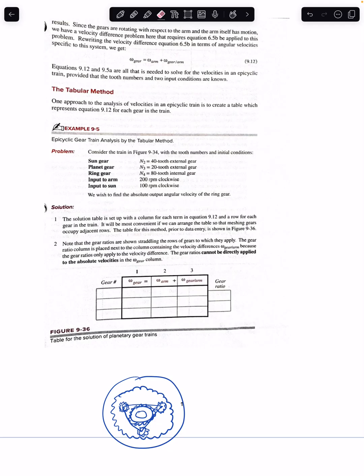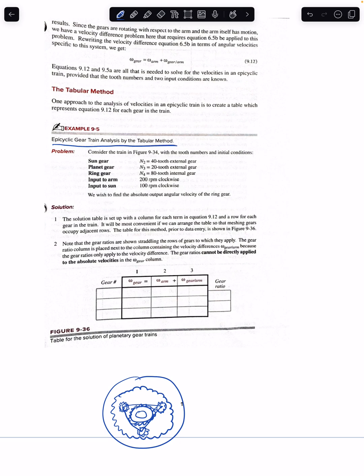So I'd like us to do some problems. I said I'll give you one of the problems in your exam, and this particular problem I'm solving is quite important. You have to make sure you understand it. So we are looking at the epicyclic gear train analysis.